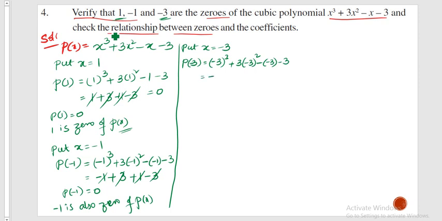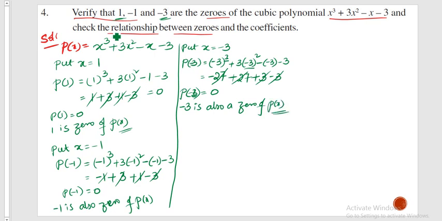So minus 3 whole cube gives me minus 27, because I am having an odd power, no? So an odd power gives me a negative value. Minus 3 whole square is 9, and 9 3s are plus 27. Minus of minus 3 is nothing but plus 3, minus 3. So minus 27 plus 27 plus 3 minus 3 gets cancelled, which gives me p of minus 3 is equal to 0. So p of minus 3 is equal to 0. When p of minus 3 is equal to 0, what can I say? Minus 3 is also a zero of p of x.